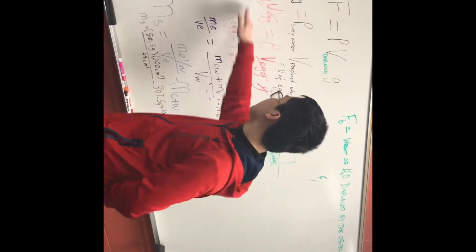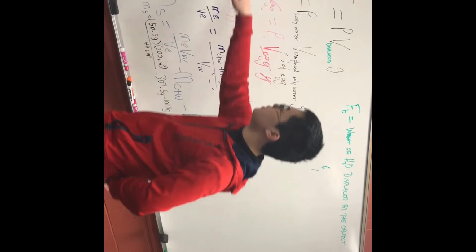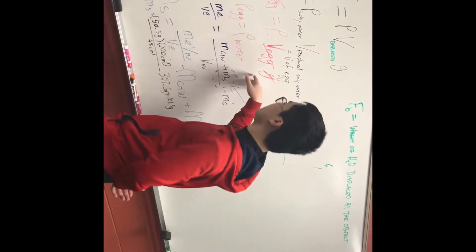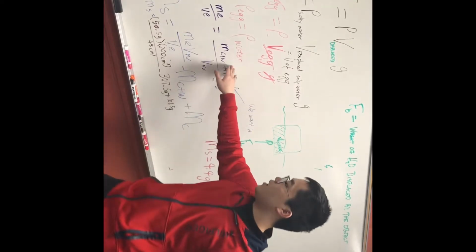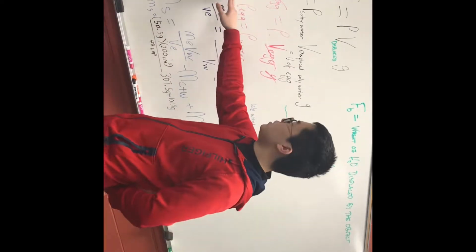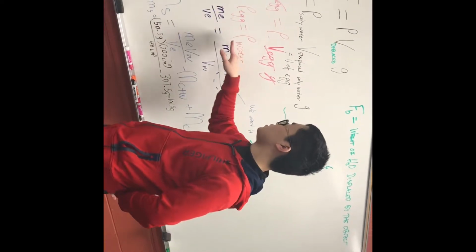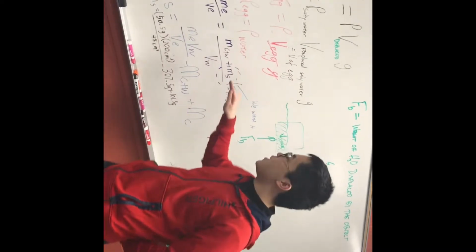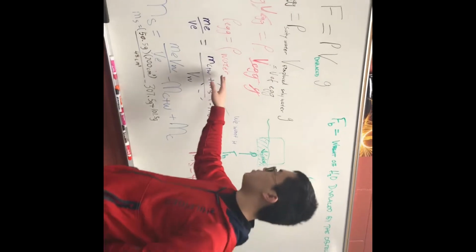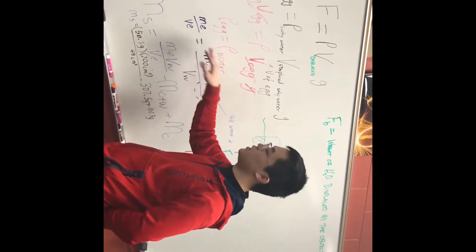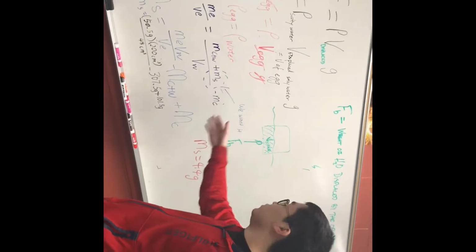On both sides, the gravity and the volume of the egg can cross out. And we are left with the density of the egg equal to the density of the salty water, which means if the density of the egg and the density of the salty water are equal, the egg will not sink.